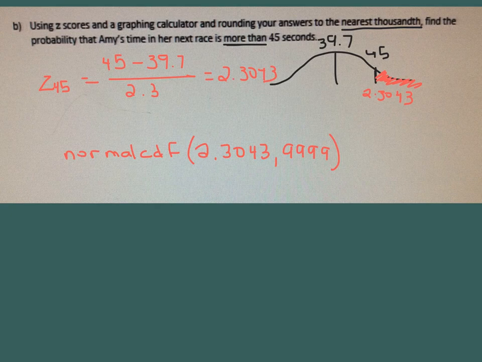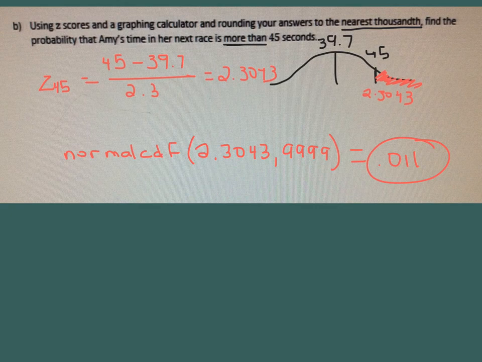When you do, you can hit enter, and to the nearest thousandth, I'm getting 0.011. So this is equal to 0.011. There's not really a good chance she's going to get that; it's a low probability. If you move the decimal place over twice, it's only a little more than 1%. You can see that's where our curve is really low. There are not many scores or times that would fall above that, so that's why we got a low number here.